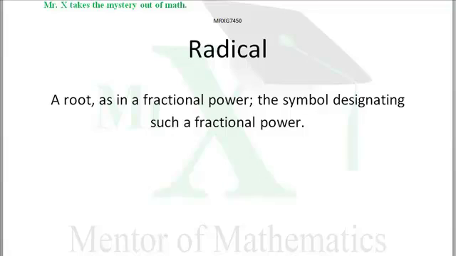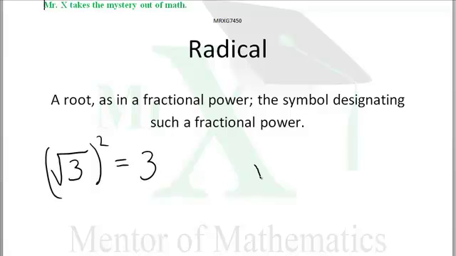But this is Mr. X, Mentor of Mathematics, with the math radical. That's a radical. That's the square root of x. That's whatever number we need to multiply times itself to get us back to x. The square root of 3 is a radical, because when we square that number, we get exactly 3.